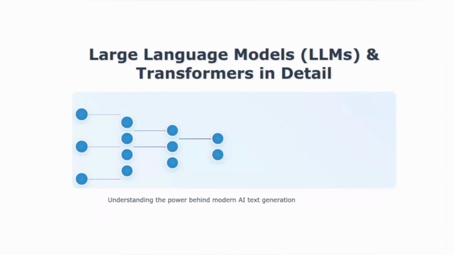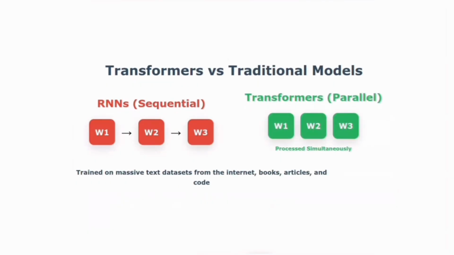If you've been impressed by AI generating human-like text, answering complex questions, or writing code, you've witnessed the power of large language models, LLMs. These are at the forefront of generative AI for text, and they are built almost exclusively on the transformer architecture. Recall our previous discussion on transformers. Their ability to process all words in parallel using self-attention and their scalability made them ideal for training on vast datasets. LLMs take this to an extreme.